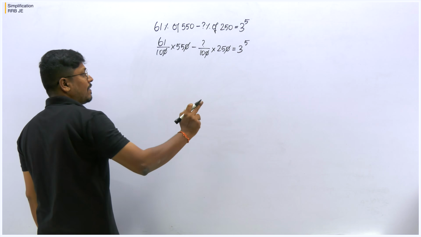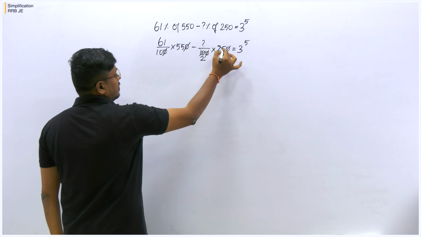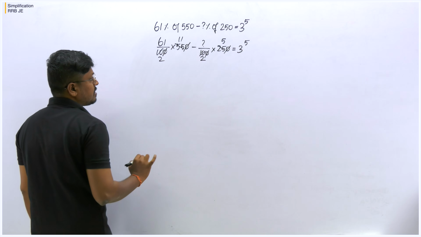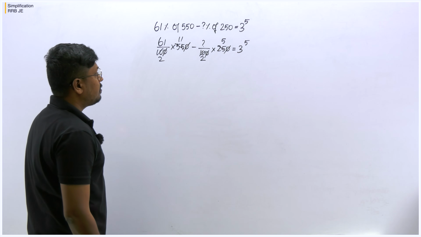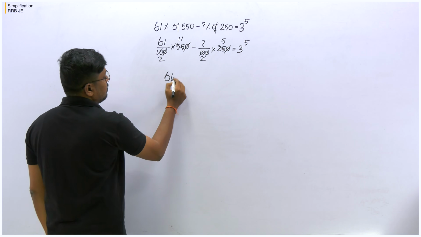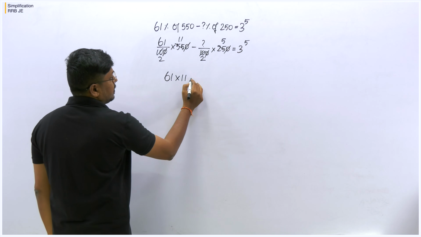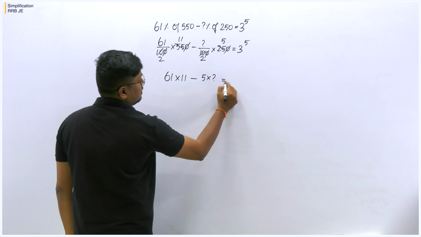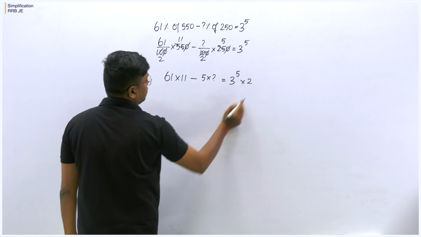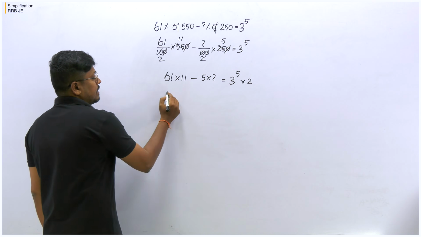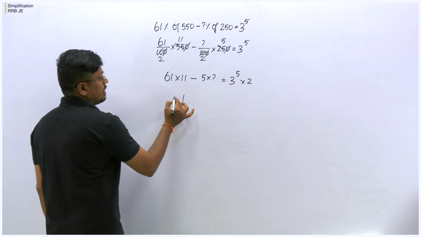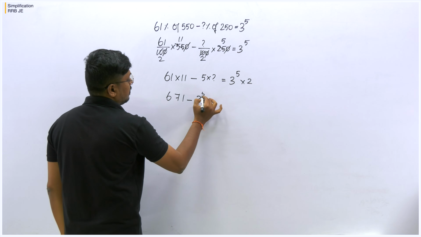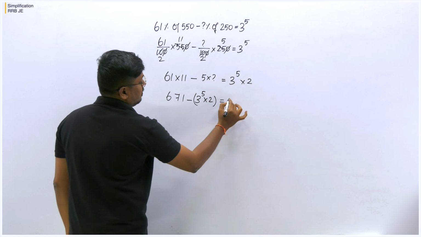When you cancel, 5 2s are 10, so 5 5s are 25. Similarly 2 times, so this will be 11 times. We can't cancel any number further. So 61 into 11 divided by 2, minus 5 into question mark divided by 2. When you take the LCM common, 3 power 5 into 2. Now write this as 61 times 11, so 6 and 7, 671. 671 minus 3 power 5 into 2 is equal to 5x, right?